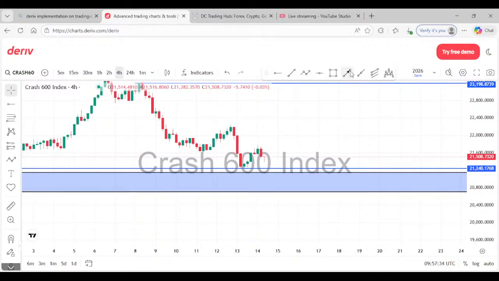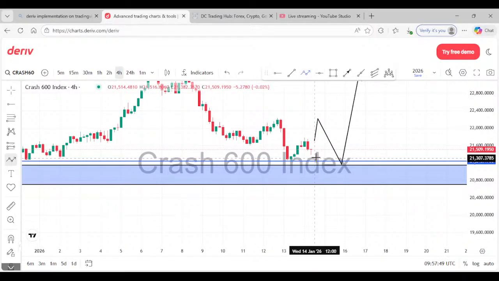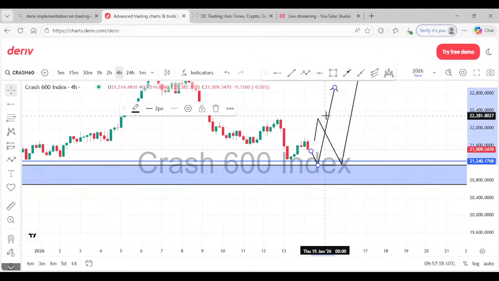We have two options. One, price is likely going to push upwards. Then because of this resistance level, price will drop. Then it will hit this level and then it will move up. So that's the first option. Or currently where price is, it can just drop, make a retest and then push upwards here. So those are the two options.